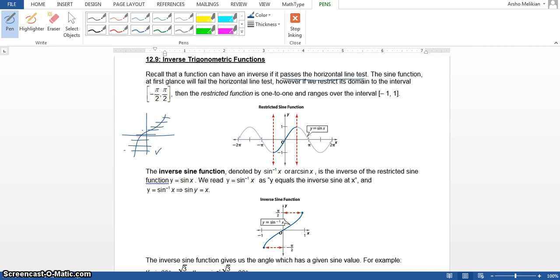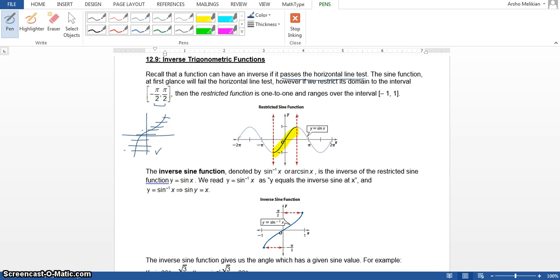To get around it, we restrict the domain to negative pi over 2 to pi over 2. So rather than taking the sine curve from negative infinity all the way to positive infinity, if I go from negative pi over 2 to pi over 2, then all I have is this part of the sine curve. Now, if I apply the horizontal line test to just the highlighted part, is it going to pass? It is going to pass the horizontal line test.